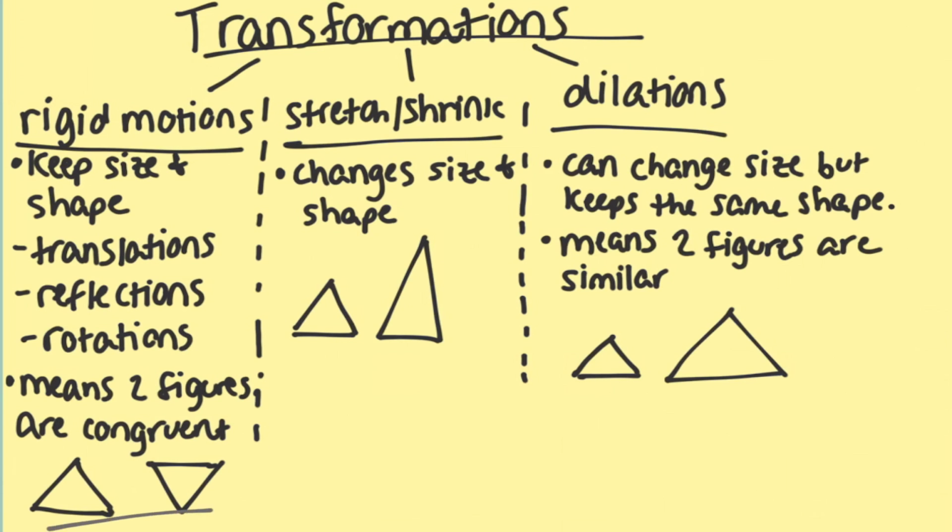So here's an example. We have two triangles. They have the same shape and the same size. So they're congruent, and there was a rigid motion from one to the other. Then we have stretches and shrinks, so those can change size and shape. Notice the second triangle is longer than the first.